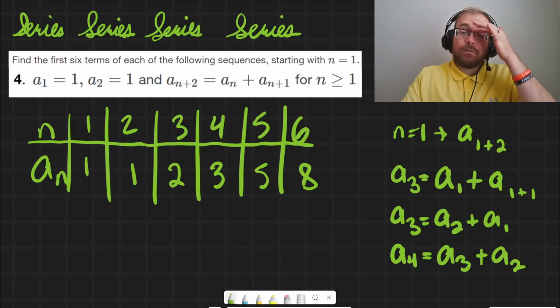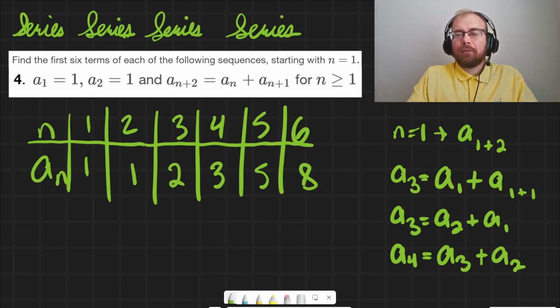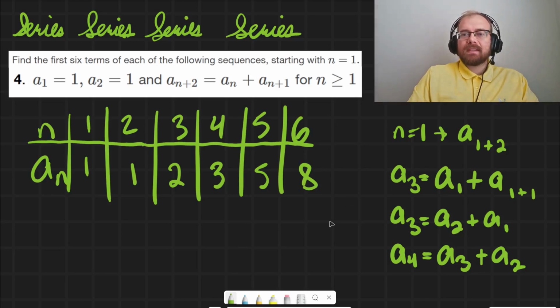So this is a Fibonacci sequence, or sometimes it's called a Fibonacci spiral. There's a lot of names for it, but that's what this is. They're trying to be slick. They didn't actually write it correctly, so they weren't that slick, but this is it. So this is the answer to this one.